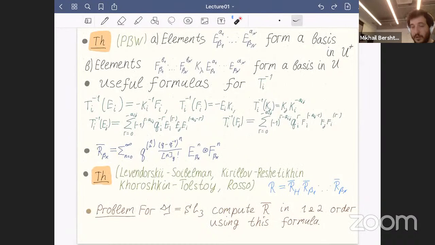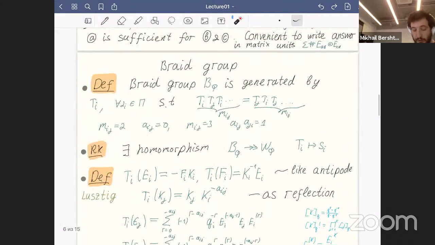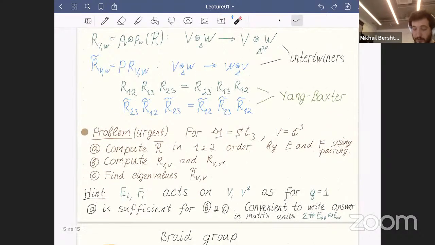There was quite a lot of stuff. I suggest a problem: to follow the definitions and do the computation for SL3. And in order to help you check that everything agrees, do the same computation we did before, computing R bar in first and second order. In the problem which was given above, I asked you to compute this first and second order using just the definition of the pairing, dual basis and stuff like that.